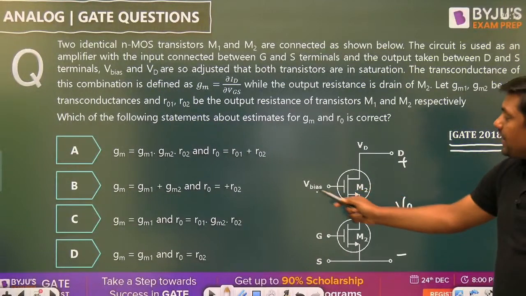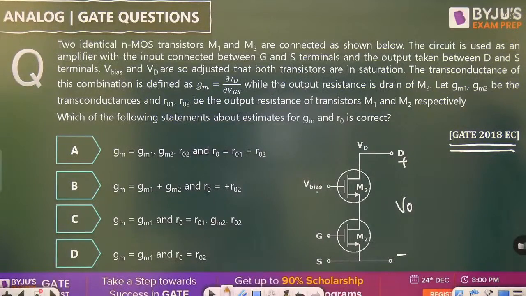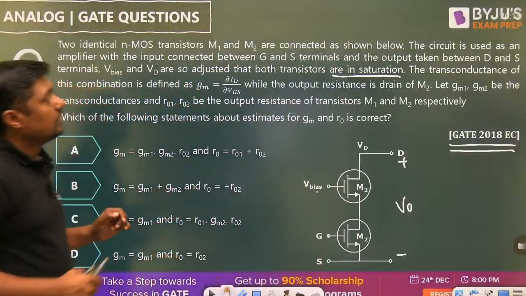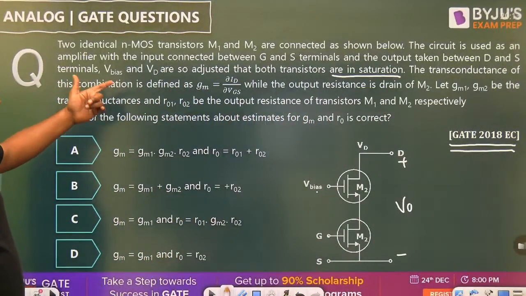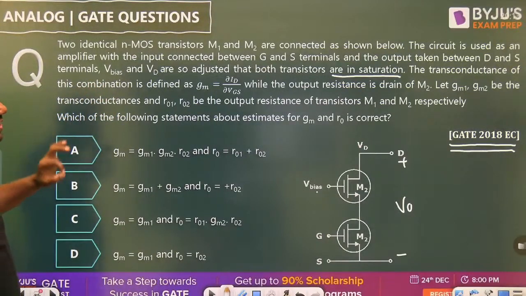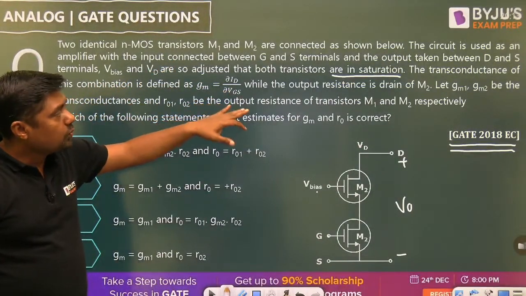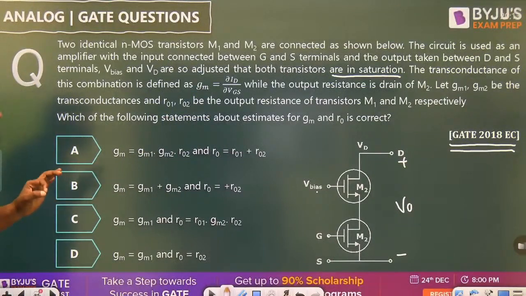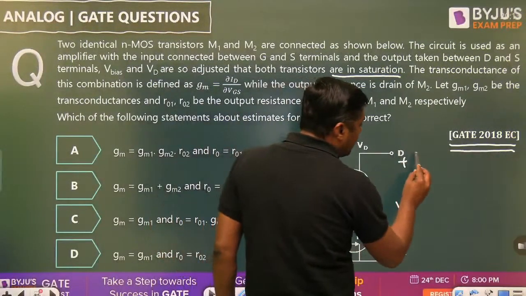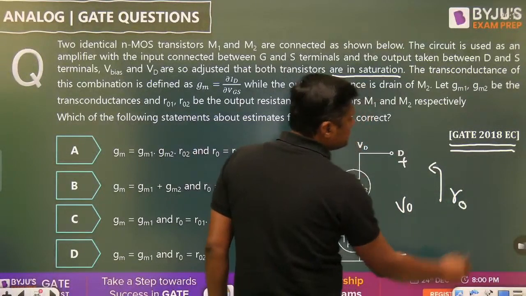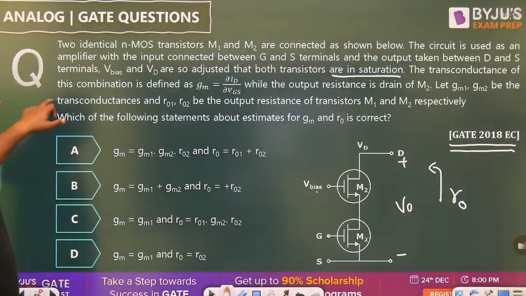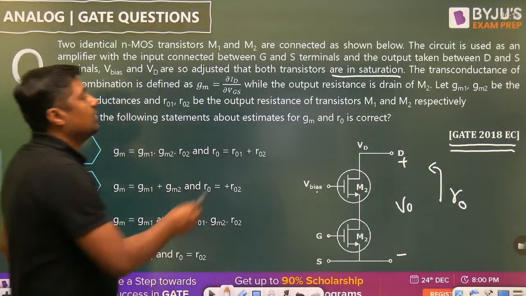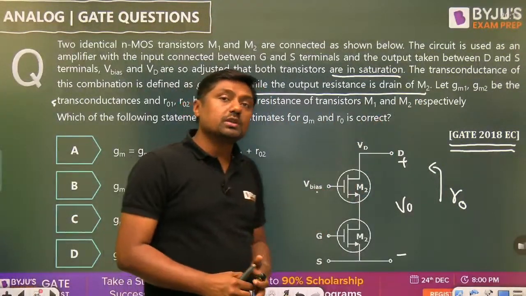Terminal, we are applying the DC bias here, and VD are so adjusted that both the transistors are in saturation. The value is not given, but both the transistors are in saturation. The transconductance of the combination is defined as GM, dID by dVGS, while the output resistance is the drain of M2. Here we have to calculate the output resistance R0, overall R0, drain of the M2. We have to calculate the output with respect to drain and with respect to ground. That is the meaning of this word. You have to find the output resistance from drain to what?